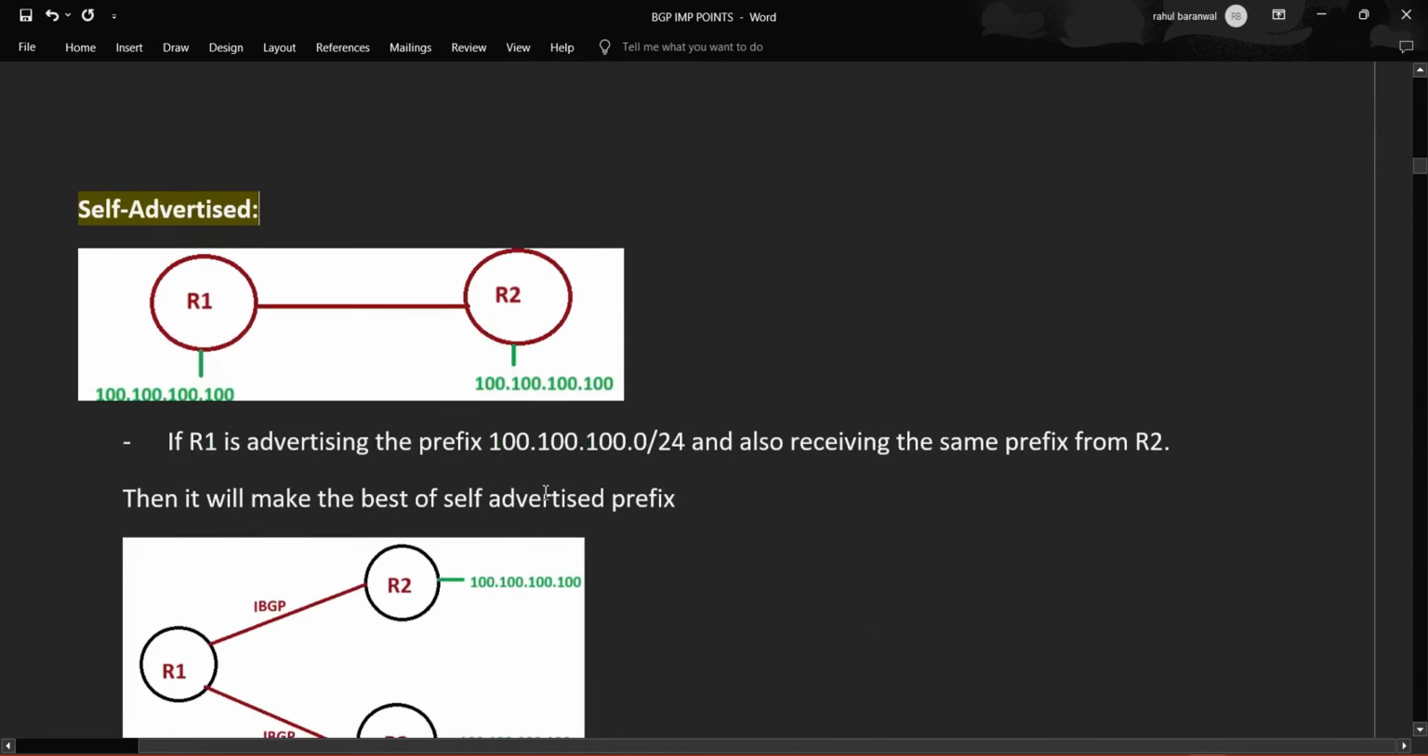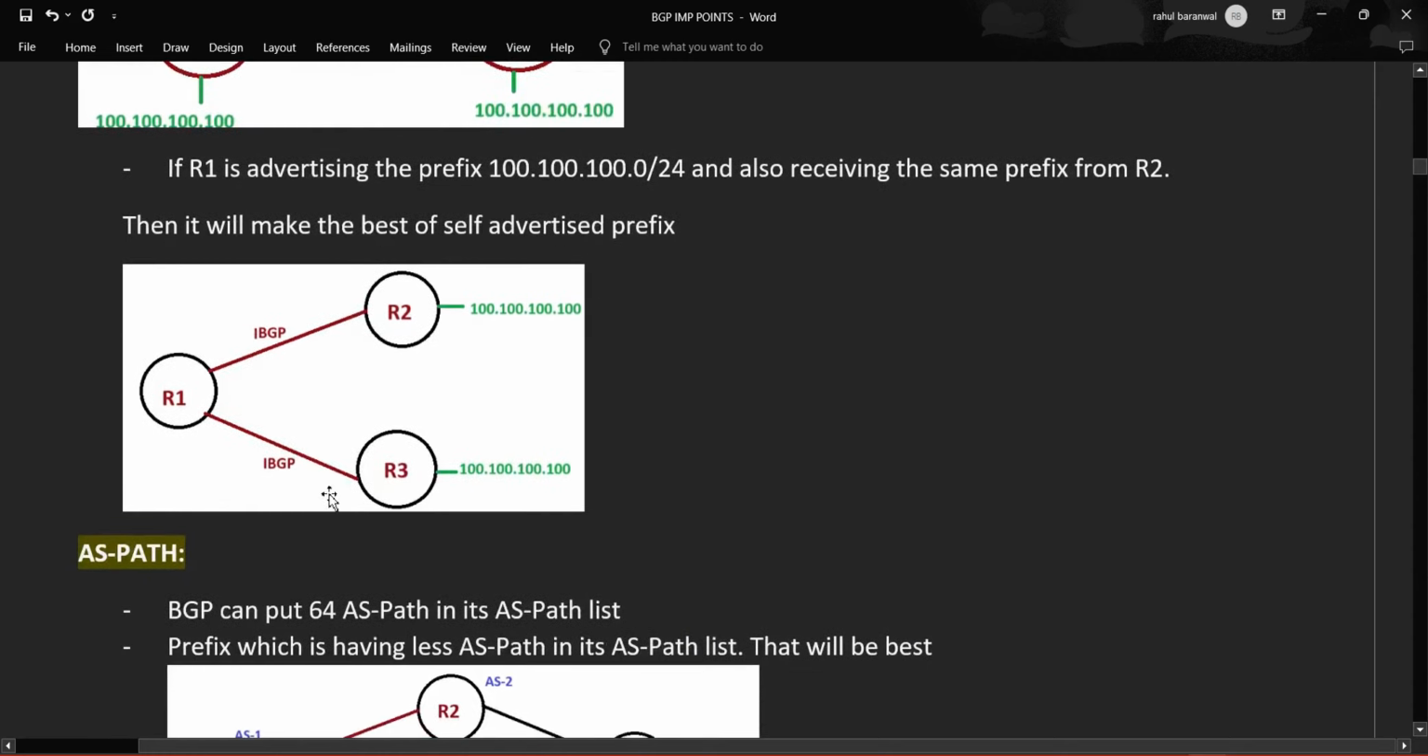In multiple scenarios you will see this, and I'll show you as well in our upcoming practical part. Here we have written that if R1 is advertising the prefix 100.100.100.0/24 and also receiving the same prefix from R2, then it will make the self-advertised prefix the best. Now suppose we have a scenario with R1, R2 and R3, and we have iBGP neighborship between R1 and R2 and between R1 and R3, and we are receiving the same prefixes from R2 and R3 as well.